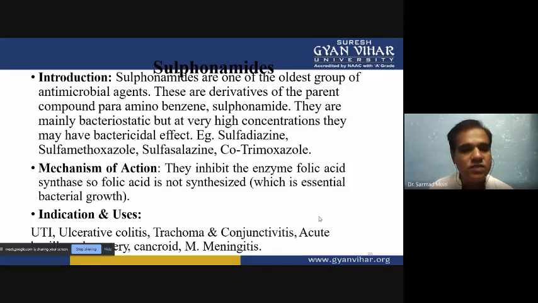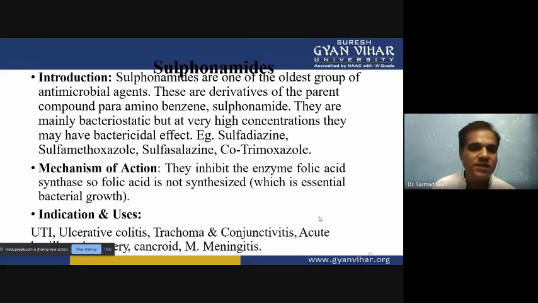Like erythromycin, which has a bacteriostatic effect at low concentration, and when we increase the concentration, it turns into a bactericide. Sulfonamide will have the same type of effect. When we give it in low concentration, it is bacteriostatic and will not allow the bacterial population to increase, and when we give a very high concentration, it will work as a bactericidal.